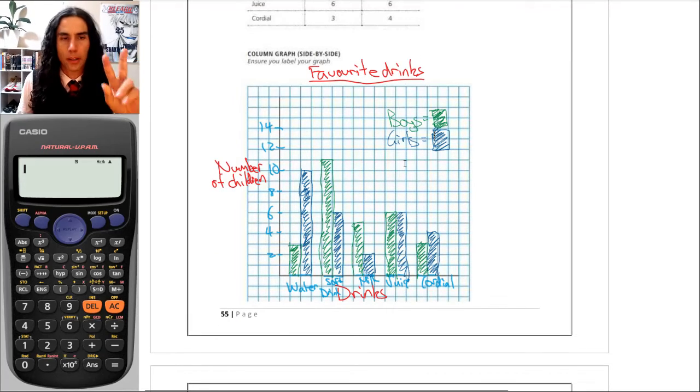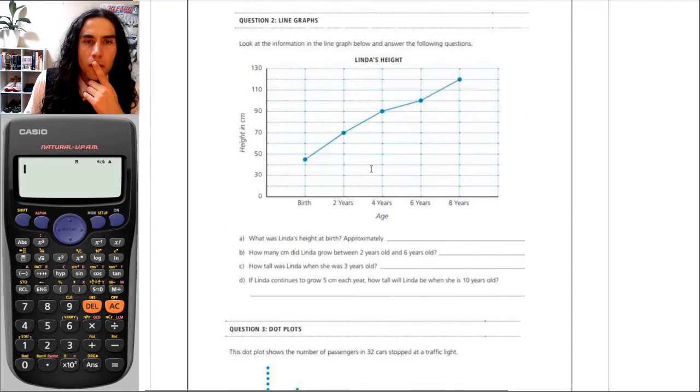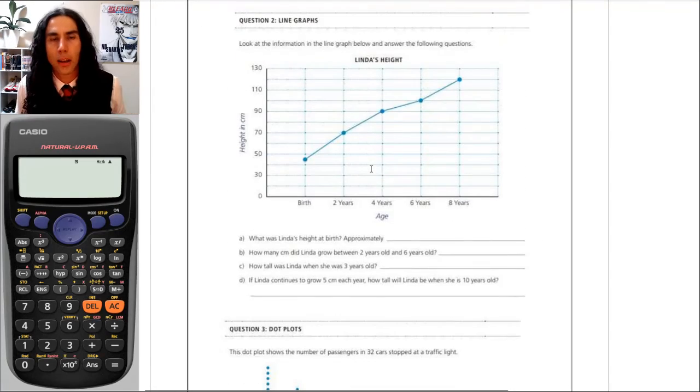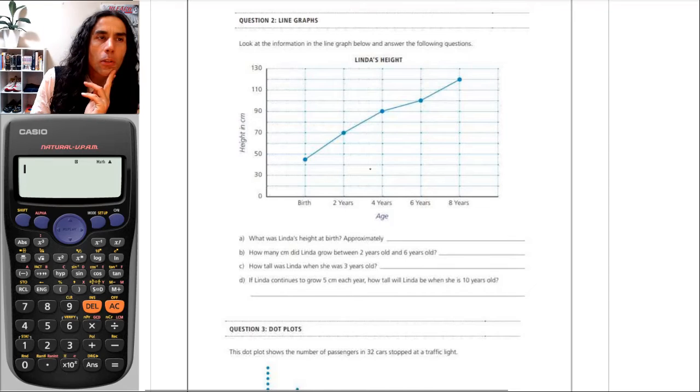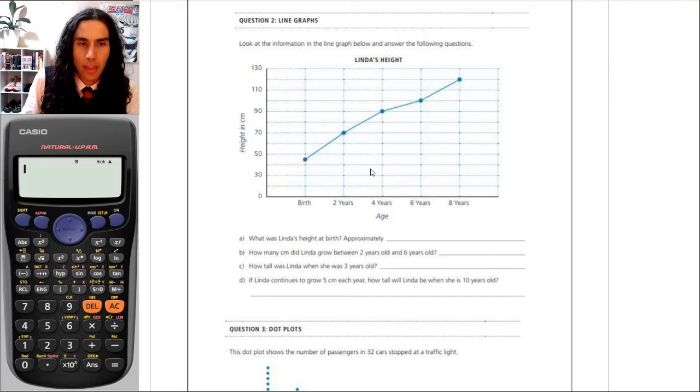Scrolling down. 3, 2, 1. Questions? Just questions to finish off. No more making. Look at the line graph below and answer some questions. Okay. Linda's height at birth. That's there. So at birth, you look up, she's there, and you look across. So that's 30, and halfway between 40 and 50 is 45, and it says in centimeters.